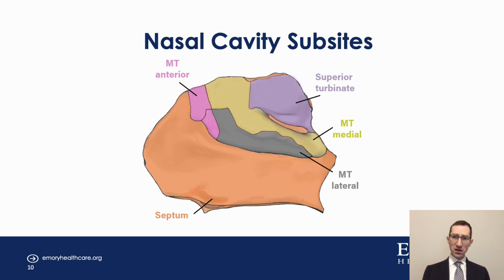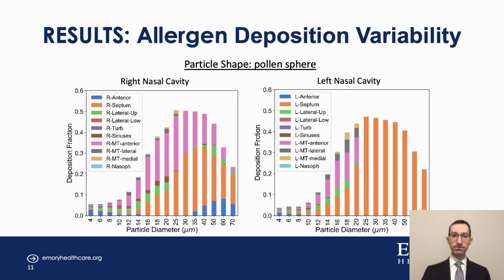So what we did is we divided the nasal cavity into 10 subsites on each side, pictured here in different colors. And after the CFD simulation, the particle deposition at each site was recorded and compared. So what do we find?